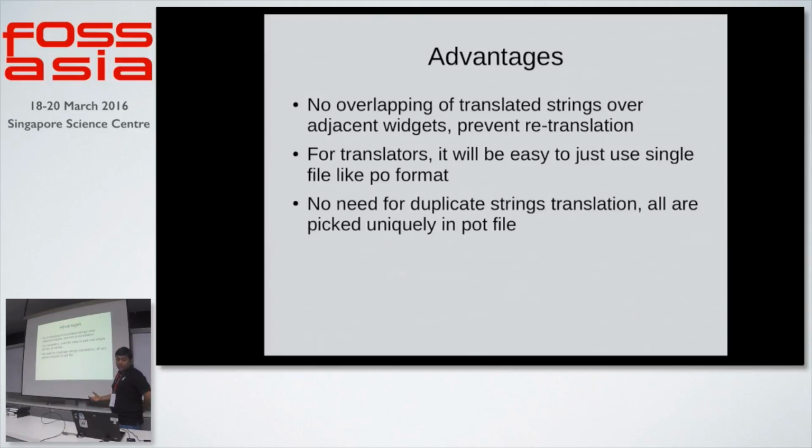I don't have much time, but sometimes what happens is that if two buttons are adjacent, like OK and Cancel, and your translation is oversized, they may overlap each other. So the UI will look horrible, and you will not be able to read it. So the translator needs to minimize the translation, and that is one of the advantages here. Otherwise, you have to hard code it.